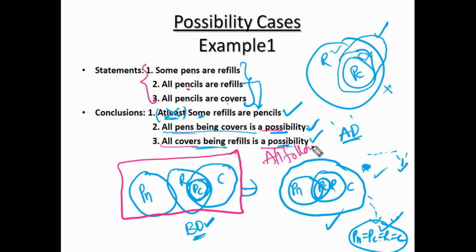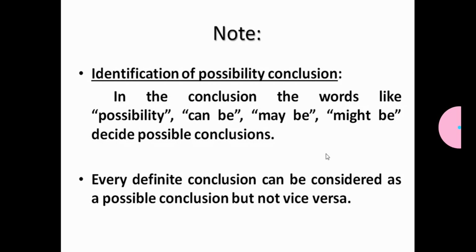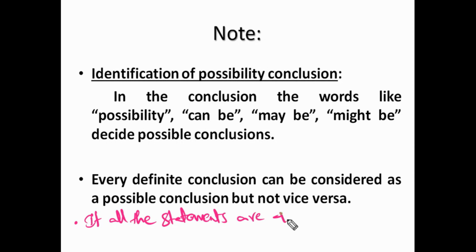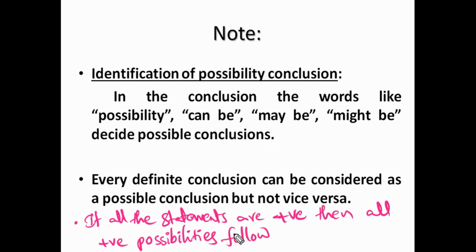Now let us take a shortcut point here. Before these two points, I'm writing one more point here. If all the statements are positive, then all positive possibilities follow. That's all. No need to verify, no need to check separately. If there is no negativity in the statements, then positive possibilities follow. That's all. Right? Next. I told you already.